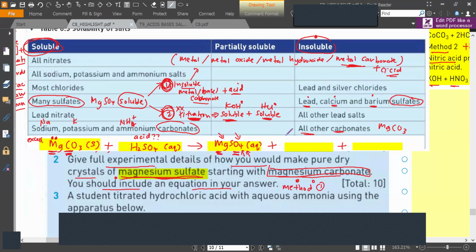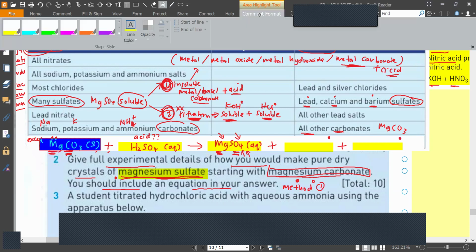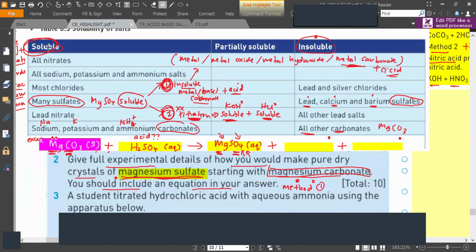Now, what are the other products? What are the other 2 products? Try to think of the other 2 products and try to balance the equation, and then let me know your answer.